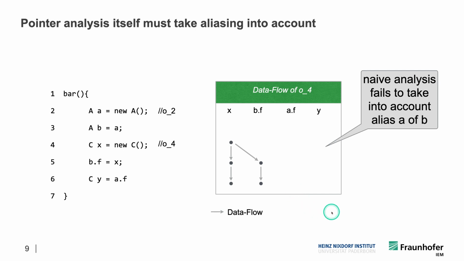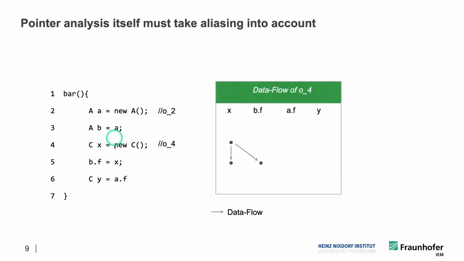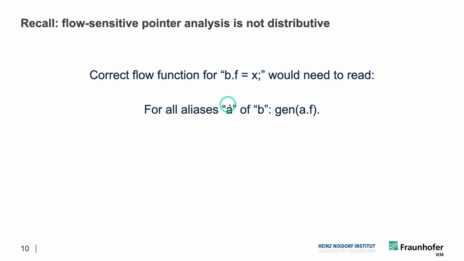Now, why is this? I mean, there's a very conceptual underlying problem that exists here. So the thing is that flow-sensitive pointer analysis, and this has been proven years ago, that's actually not distributive. And the problem is that if we had a correct flow function for this particular statement here, so for this one at line 5, then this would actually, for this particular statement, it would read like this.